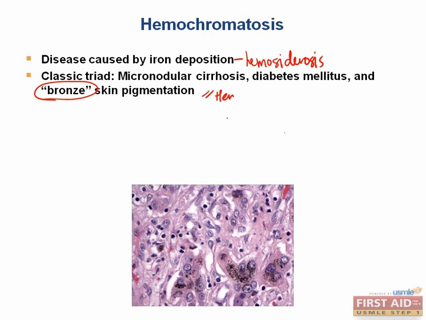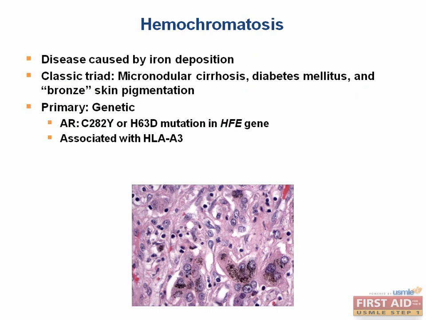A mnemonic that may help you with this is hemochromatosis can cause deposits. H stands for the hepatocellular carcinoma risk, C for cirrhosis and congestive heart failure, and D for diabetes mellitus. Hemochromatosis may be primary, which is through autosomal recessive inheritance of a C282Y or H63D mutation of the HFE gene, or it can be a consequence of chronic transfusion therapy, as in patients with beta thalassemia major. You will need to know these mutations for the test.